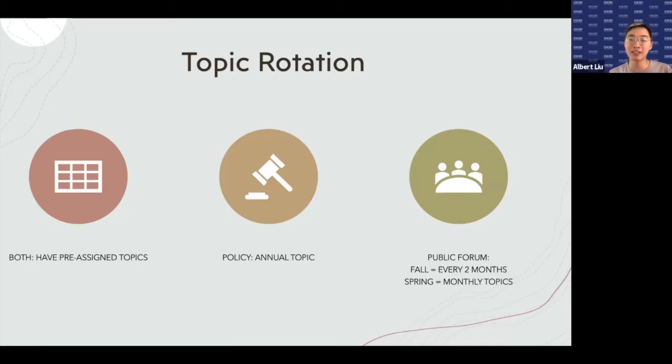But in policy debate, the topic lasts a year, whereas in public forum, the topics last 2 months every fall and 1 month every spring. This is designed so in the fall, people who are just getting a start on the debate season have more time to develop their case and start to get into the rhythm of it. But in the spring, this ramps up, and so you start having monthly competitions, especially for the more competitive tournaments.